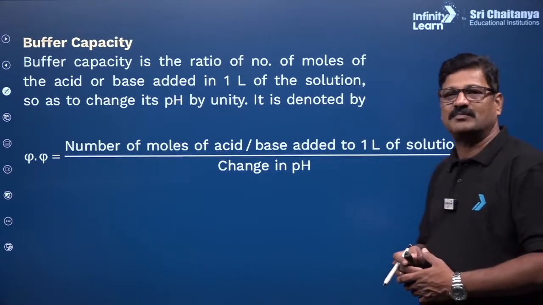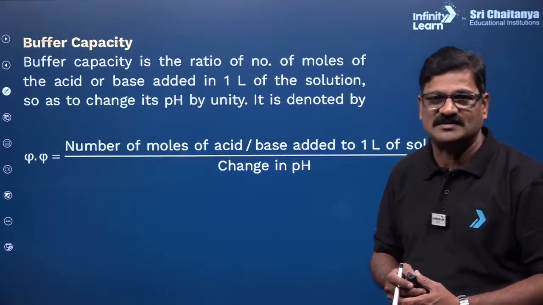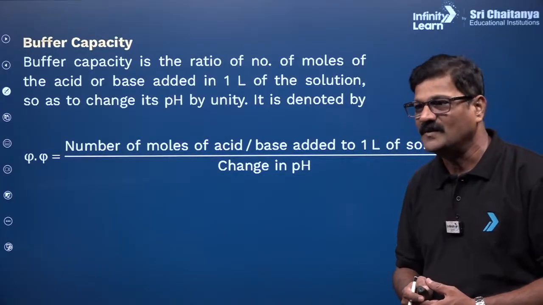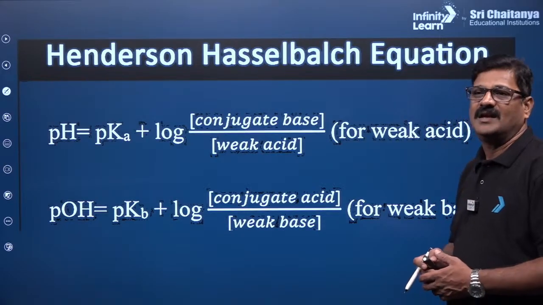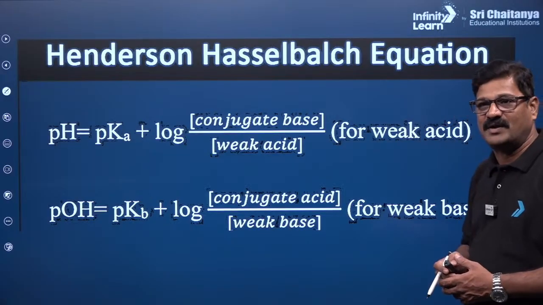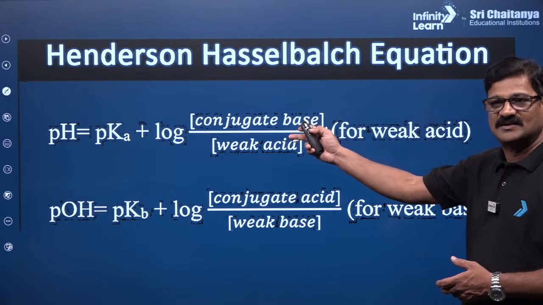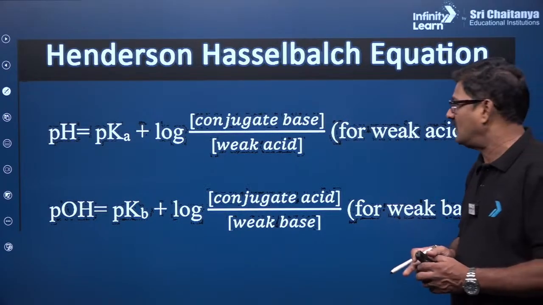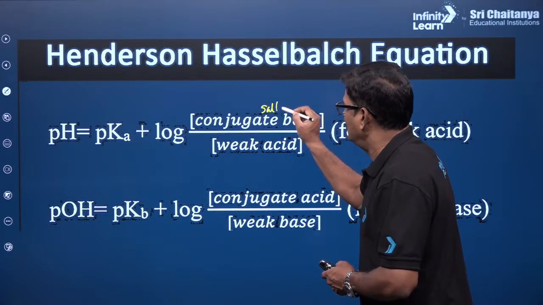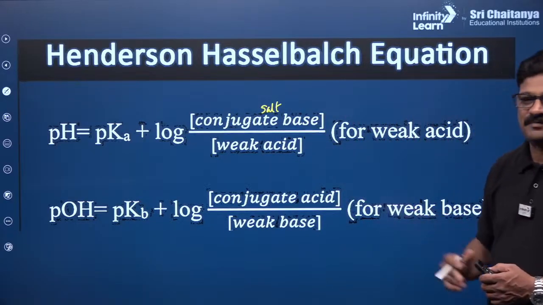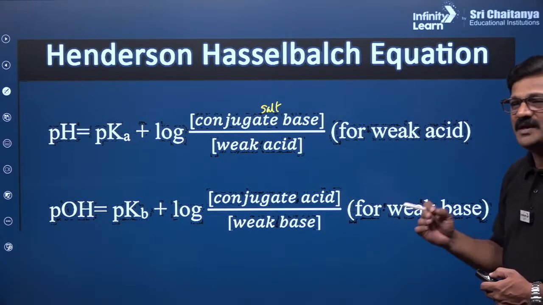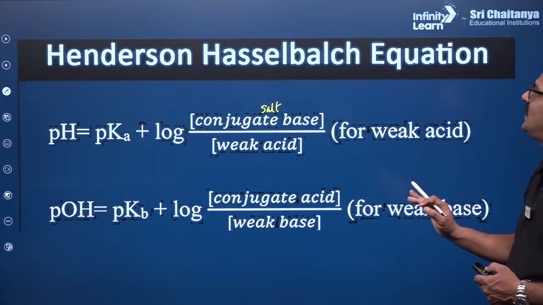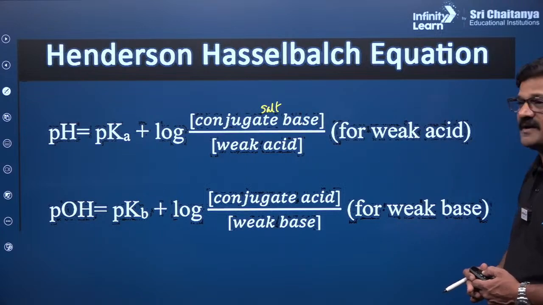Buffer capacity is the number of moles of the acid or base that are required to add to change the pH by 1 unit. To calculate the pH of the buffer, you have the Henderson-Hasselbalch equation. For the acidic buffer, pH is equal to pKa plus log of conjugate base, that is salt, by acid. And for pOH, for the basic buffer, pOH is equal to pKb plus log salt by base. So this is the Henderson-Hasselbalch equation. Hope you understand.